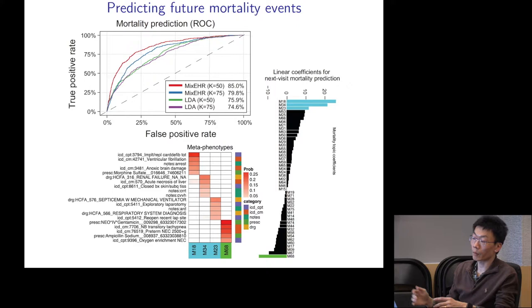So these are more like prospective predictions. You can see that our model tends to have a good performance. This is based on the ROC, the receiver operator characteristic curve, compared with some of the baseline models. Because we can predict mortality, we can also look at what topics actually contribute to the accurate prediction. The cyan colors are the top three topics that are highly correlated with mortality, whereas the green ones are the topics that negatively correlate with mortality.